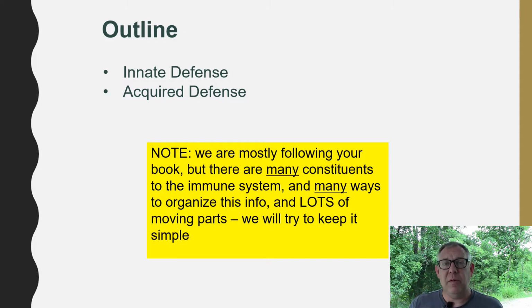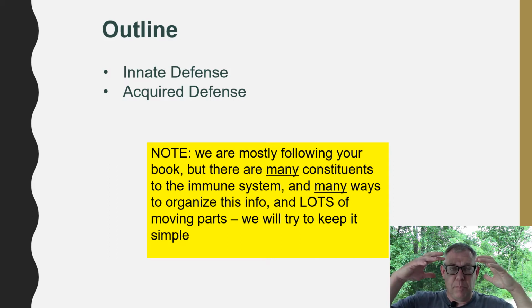So one caveat before we get started here, we're mostly following the book, which is a good thing. There are many constituents to the immune system. Very complicated. You can do a whole semester on immunology. Those of you who are going to vet school, med school, you're going to do multiple semesters on this. So there's lots of things. There's many ways to organize the information. There's lots of overlap of different systems. There's lots of moving parts. It's very complicated. We're going to try to keep it simple, just give you a basic idea. Again, kind of the 10,000 foot view here, all right?